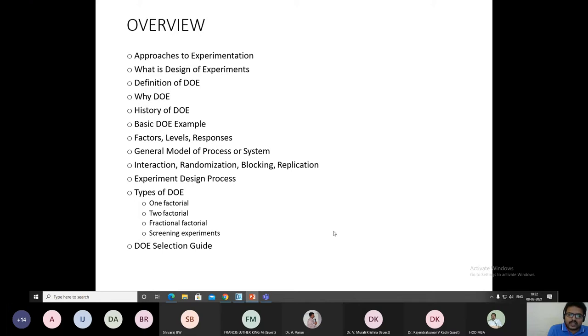And finally, the DOE selection guide. How do we select a suitable DOE, and on what basis? We all know that we select based on our number of factors and levels. But there are various options nowadays, like one factorial, two factorial, full factorial, fractional, response surface, and screening experiments such as Taguchi, etc. So I would like to give you some idea with the help of a case study as well. How do we select the suitable design for our problem?